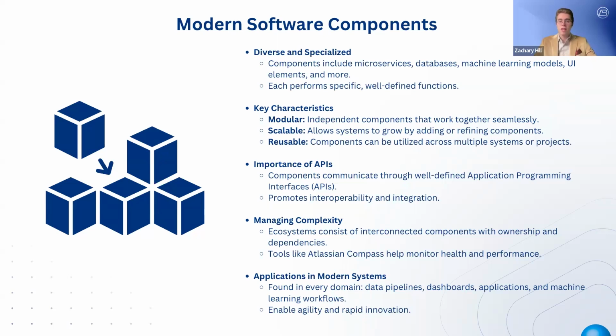Now, as systems grow more complex, managing the relationships, dependencies, and ownership of components becomes critical. Atlassian Compass offers a solution by providing a unified platform to monitor component health, performance, and compliance with best practices. Modern components are everywhere, from data pipelines and dashboards to machine learning workflows and entire applications. By embracing modularity and specialization, they empower teams to build sophisticated, adaptable systems, enabling agility and driving innovation.